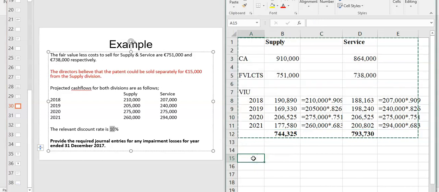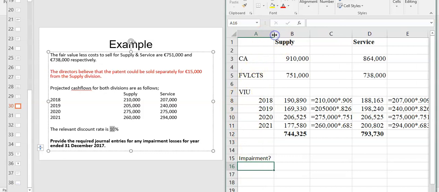So we have to figure out then, is there an impairment or not? Impairment question mark. Well, in our case here, the carrying amount is 910. The recoverable amount, if we look at it, is going to be 751. Recoverable amount is the higher of fair value less cost to sell and value in use. So yes, there is an impairment. And the impairment loss here is the carrying amount, the 910, compared to the 751. It's impaired by 159,000. Right, so make sure you're happy with that, where it comes from. You have an impairment of 159,000.